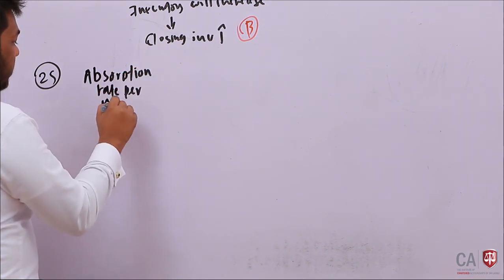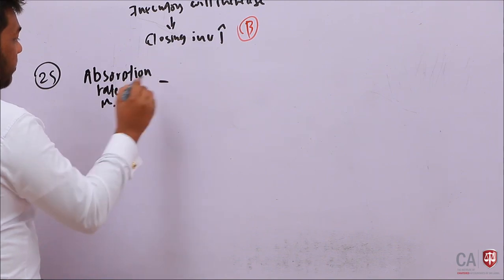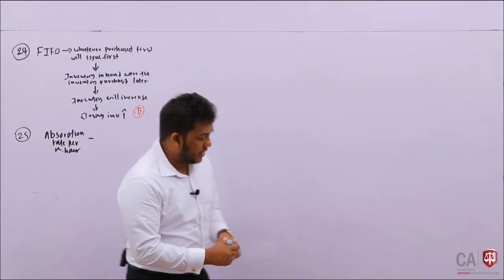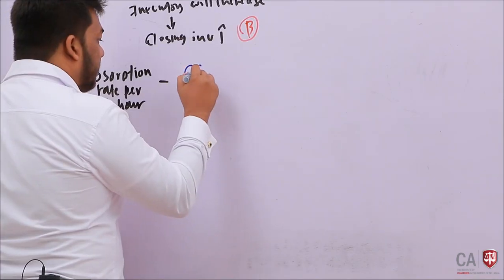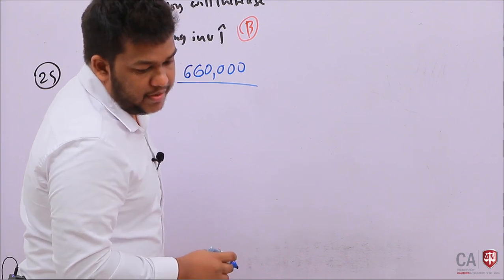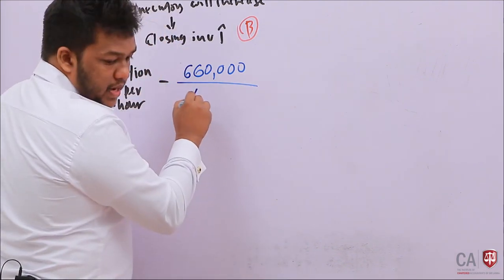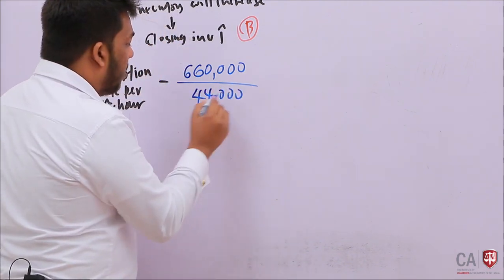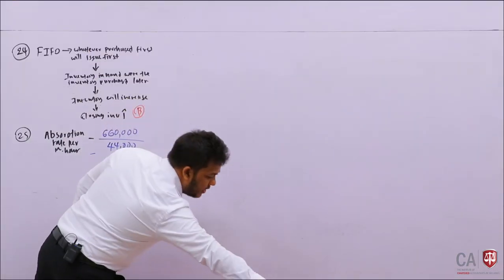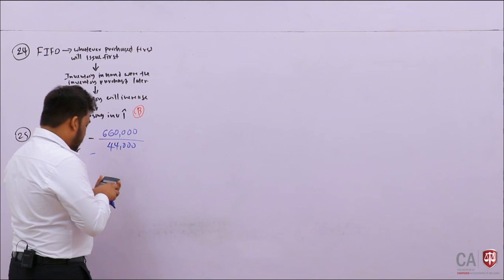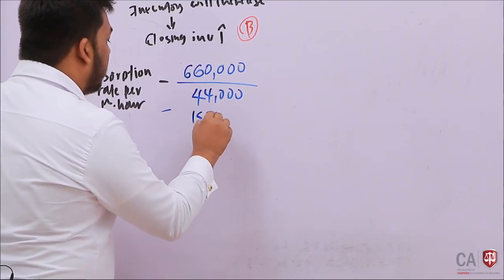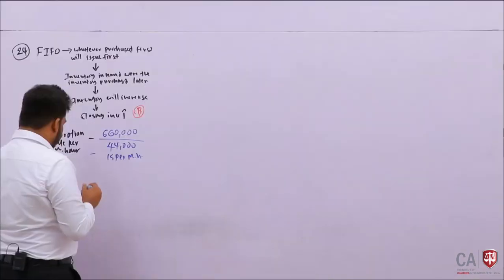Rate per machine hour. So how to calculate? 660 budgeted overheads, 660 divided by the machine hours, 44,000. So you divide this and get the answer. That is 15 per machine hour.